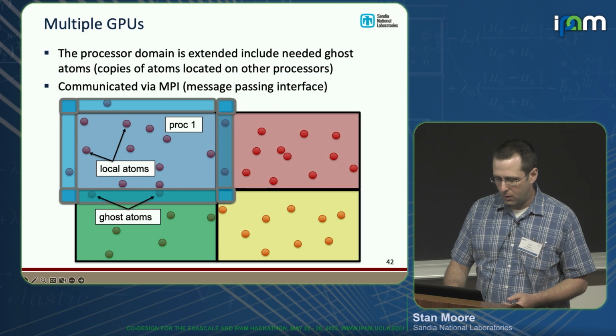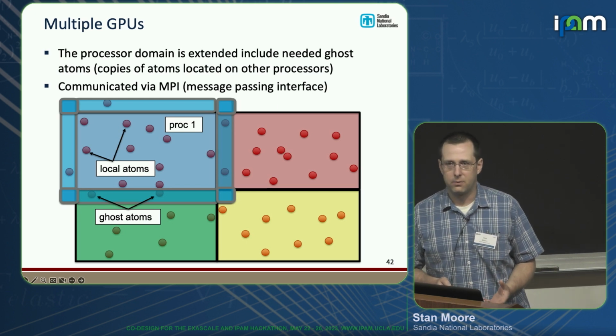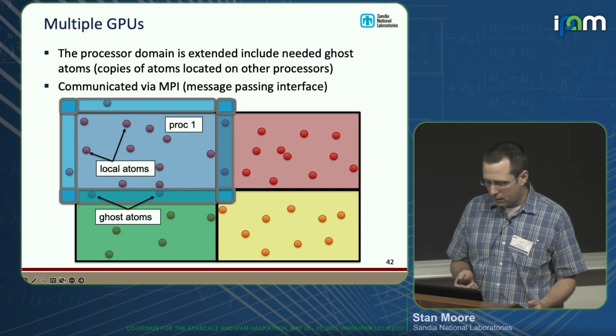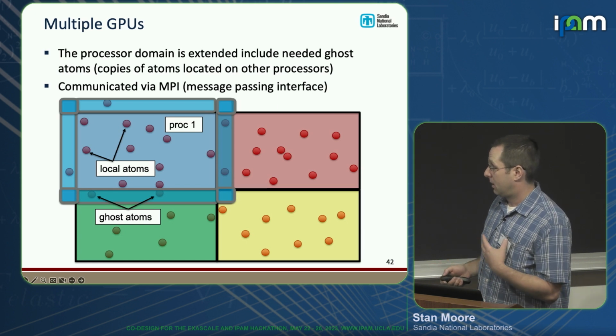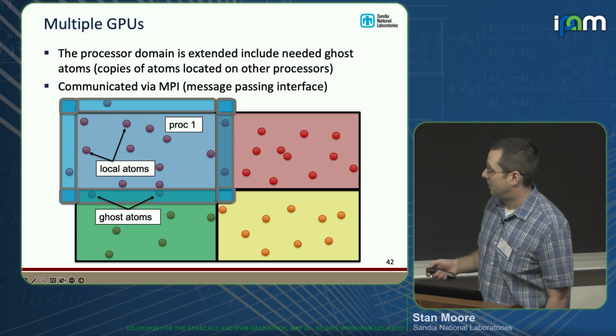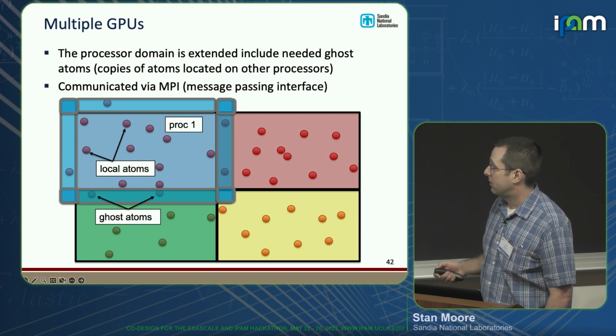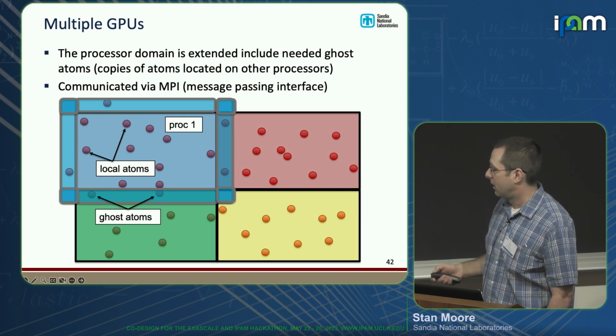Okay, so everything that I've showed so far is for a single GPU. For multiple GPUs, we have to use more advanced communication patterns. So in LAMMPS, we have this domain decomposition, where each processor owns a subdomain of the total simulation box.